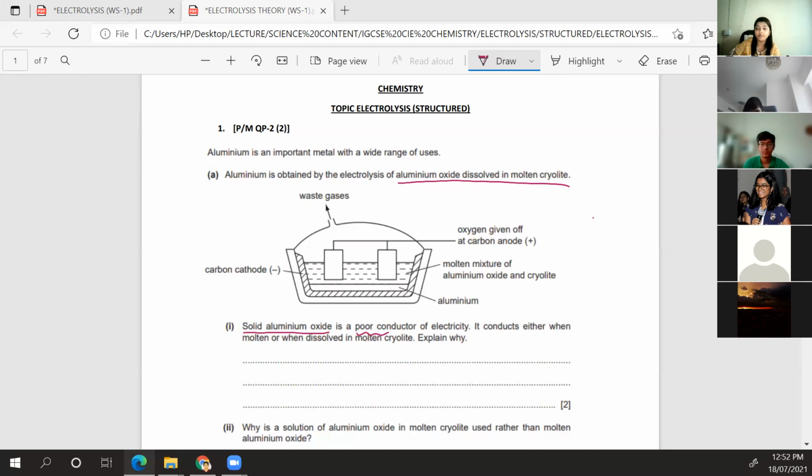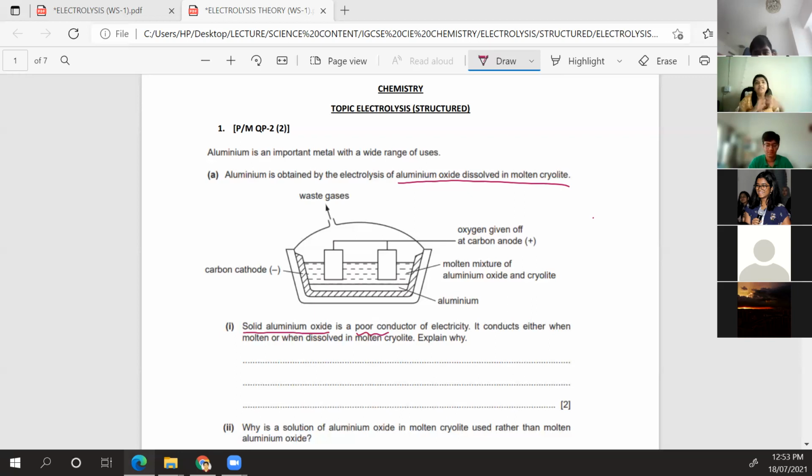your explanation is correct, but the first statement which you said, that cryolite is added so as to increase the conductivity, okay, but over here the question they have asked is solid aluminium oxide is a poor conductor of electricity. It conducts either when molten or when dissolved in molten cryolite, which means that we need to ask, and yes, Andrew. Because aluminium oxide is an ionic compound, and it doesn't conduct electricity in solid state. It can either conduct when molten or dissolved in something else which is molten.